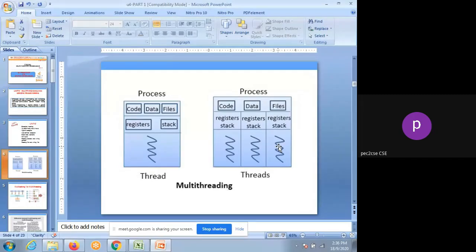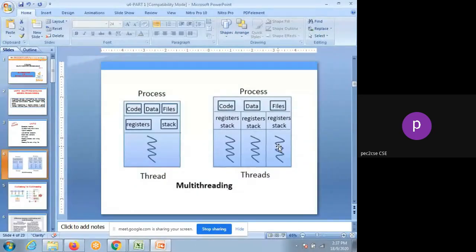Example, we can take our Word file itself. Word as a whole we will consider as a process. Within Word, for example, I am typing in MS Word. And simultaneously, there is a dictionary which runs at the back end, and it is checking the spelling of the word which I am typing. If there is any error, that error is shown by red lines. Does it happen or not? Yes or no?